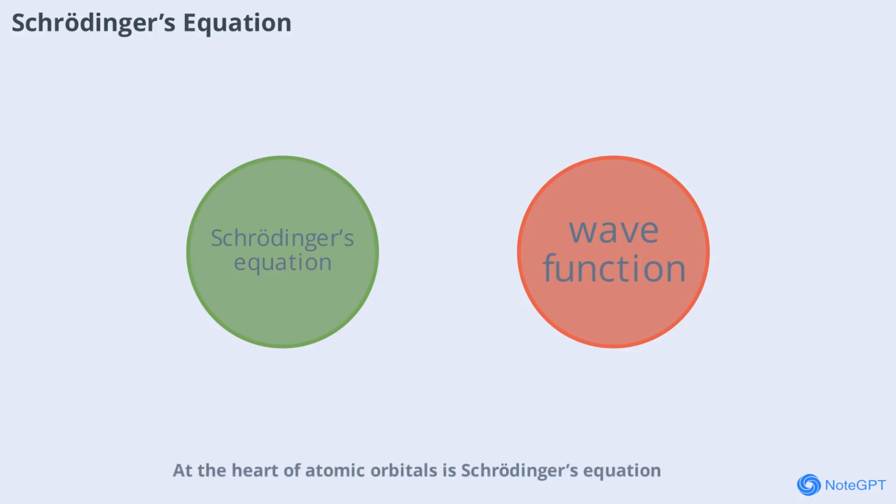The heart of atomic orbitals is Schrödinger's equation, a fundamental equation in quantum mechanics. This mathematical formula allows scientists to calculate the wave functions of electrons in atoms. The solutions to this equation give us the shapes and energies of the orbitals. It's a complex topic, but the key takeaway is that Schrödinger's equation helps us understand where electrons are most likely to be found, which is essential for predicting chemical behavior.